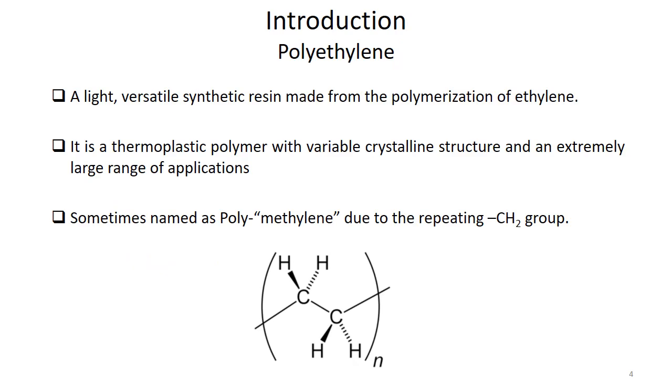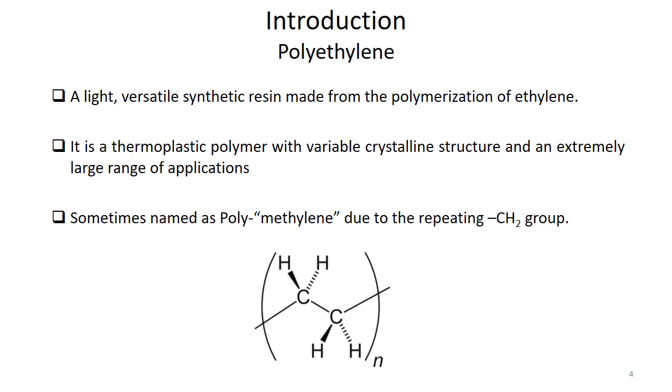Talking about polyethylene, it is a light, versatile synthetic resin made from the polymerization of ethylene. The general structure of polyethylene is shown here. It consists of a long backbone of covalently bonded carbon atoms, each of which is attached to a pair of hydrogen atoms. The basic repeating unit is CH2CH2, but since these CH2 groups are identical, it can be named polymethylene due to the repeating CH2 groups. Sometimes we call it polymethylene too, but that is not very common.